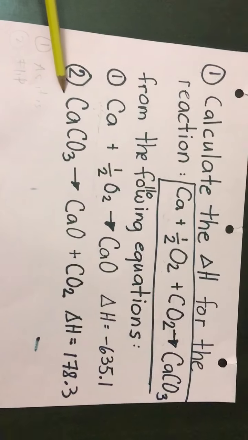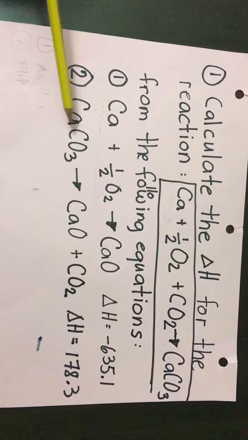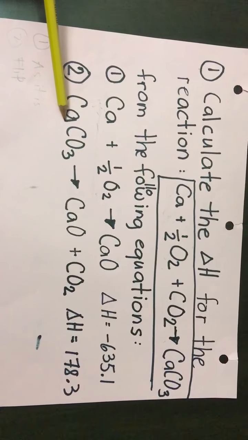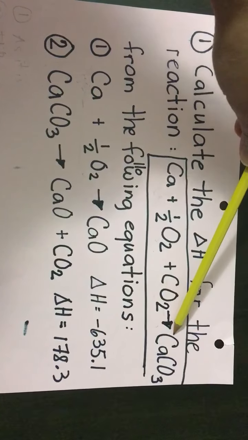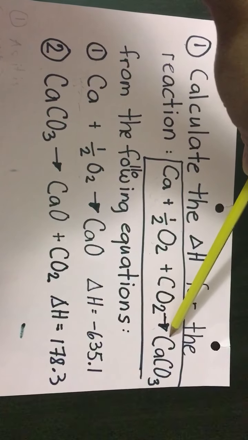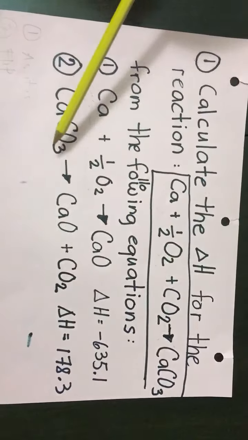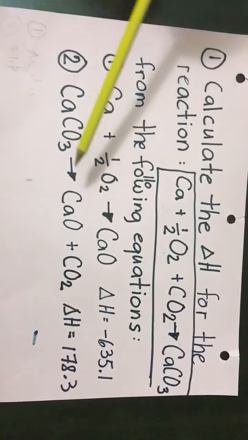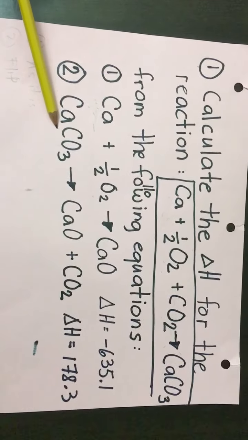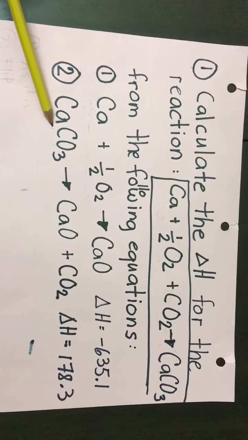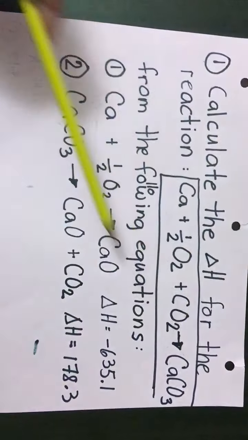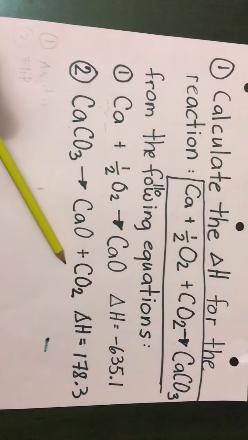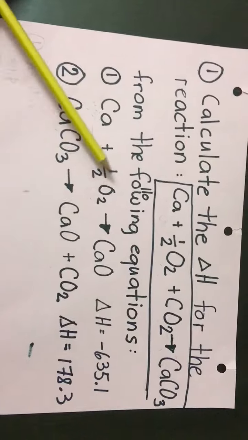But number 2, if you notice, this side is a calcium carbonate, but on our desired equation, calcium carbonate is actually on the product side. So they're in the opposite side. So this is giving us a hint already that for me to put calcium carbonate on the product side, we have to flip the equation. So what does it look like now? It would look like this.